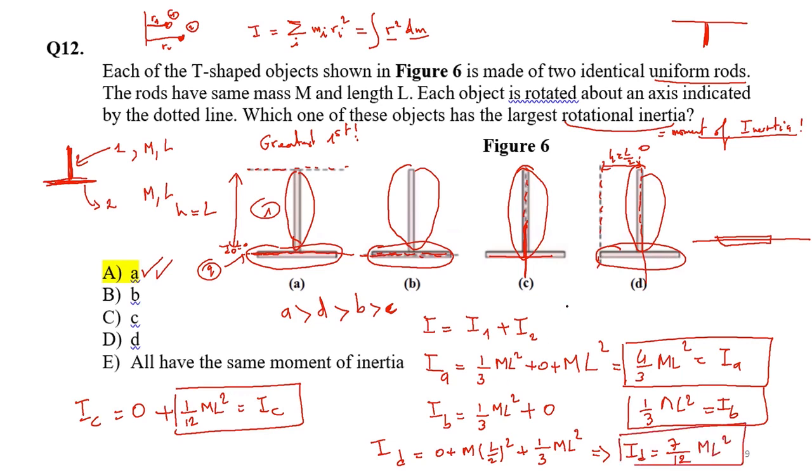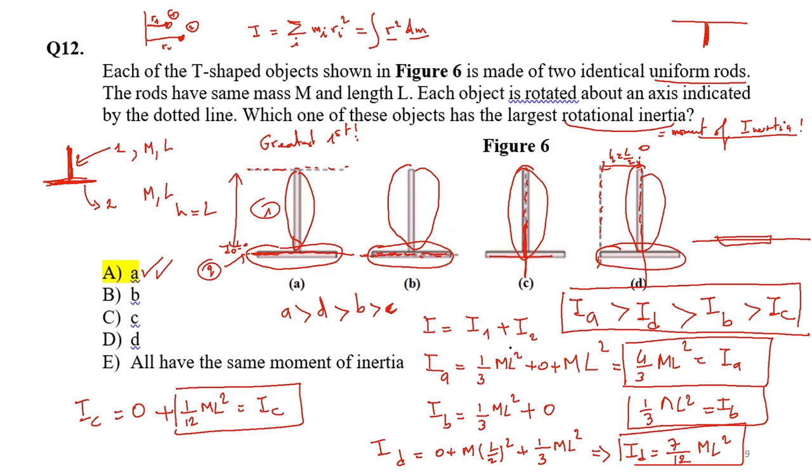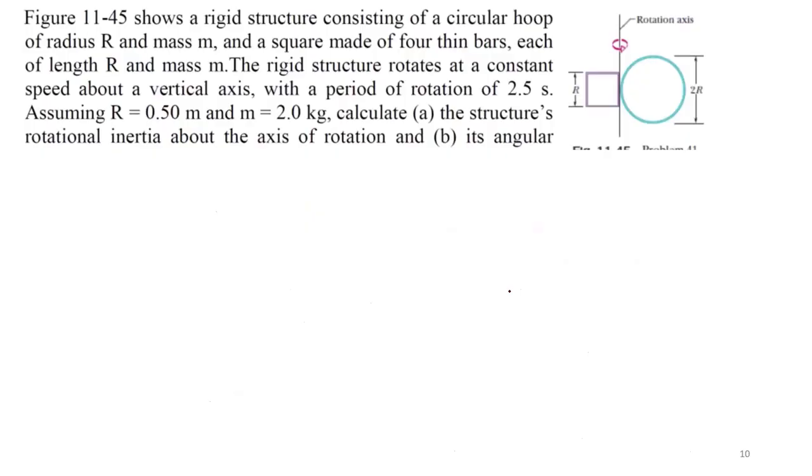So you see that the moment of inertia of A is the greatest, then the moment of inertia of D, then the moment of inertia of B, then the moment of inertia of C, as Hussein guessed at the beginning. Okay. Now, let's go to the next problem. Is it clear?